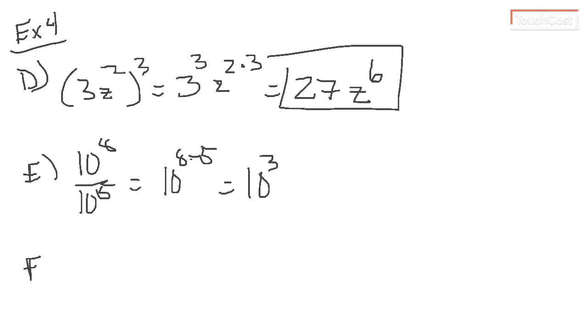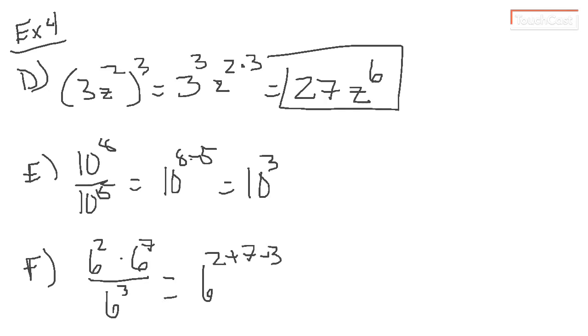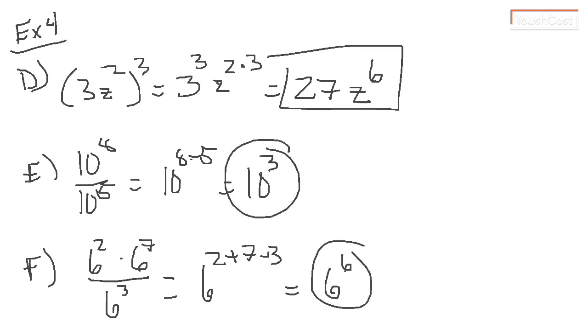And finally, we'll do one last one, example F. We're going to have 6 to the 2nd power times 6 to the 7th power divided by 6 to the 3rd power. So this combines 2 of the rules. We've got multiplying on the top, and then we have subtracting or dividing. So we're going to write it as 6 to the power of 2 plus 7 minus 3. 2 plus 7 is 9, and 9 minus 3 is 6. So we're going to have 6 to the 6th power. And that's going to wrap up our lesson on exponents.